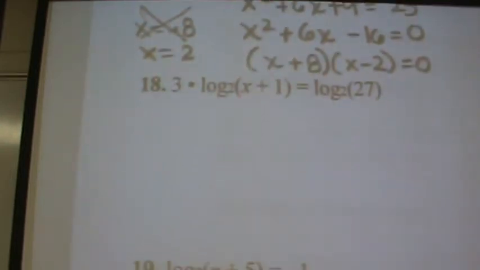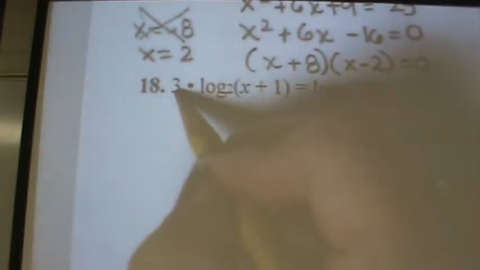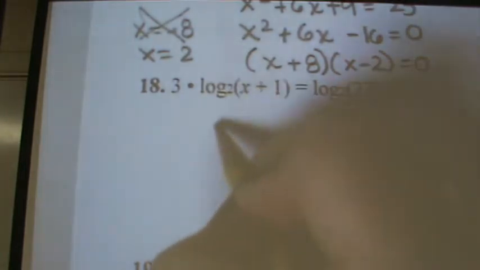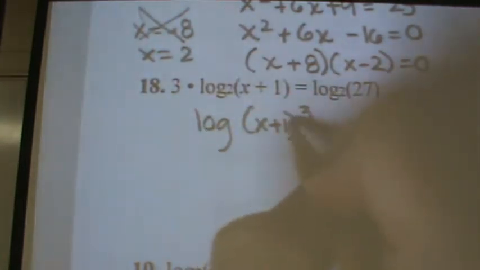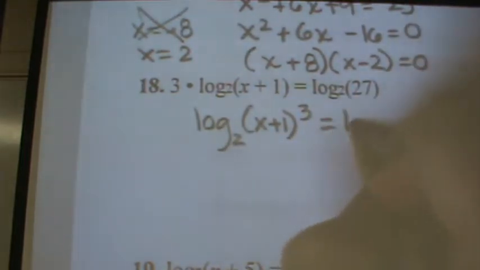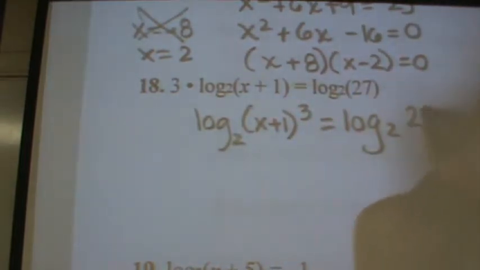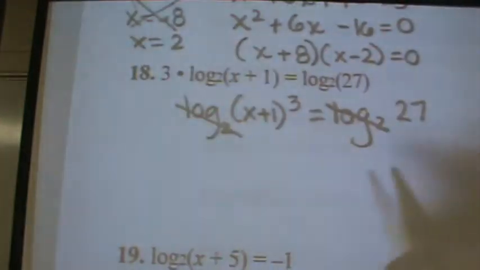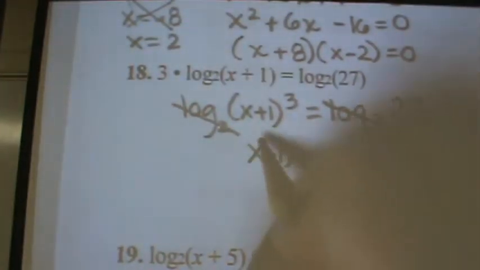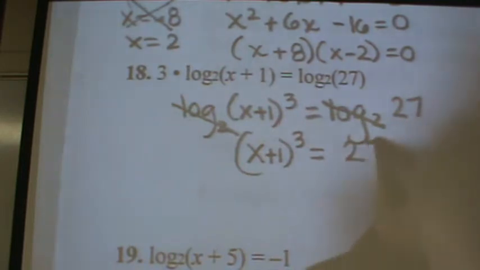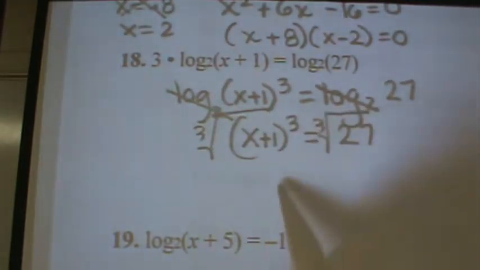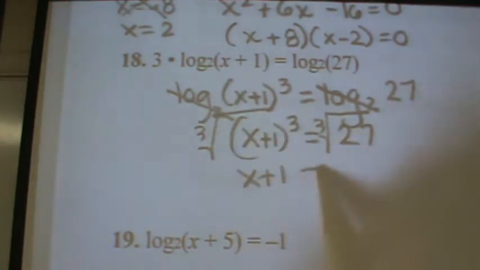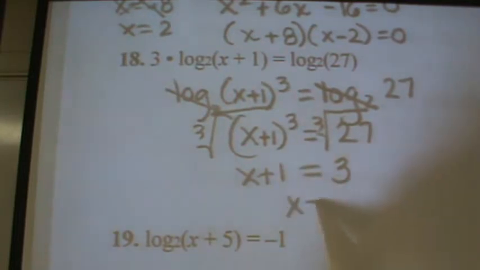18 is a little more confusing. You're going to cube, bring this 3 here. So it's the log of x plus 1 cubed. These cross out. So what you have is x plus 1 cubed equals 27. Well, I'm going to take the cube root of both sides. The cube root of this side is x plus 1. The cube root of 27 is 3. Subtract 1 and x is 2.